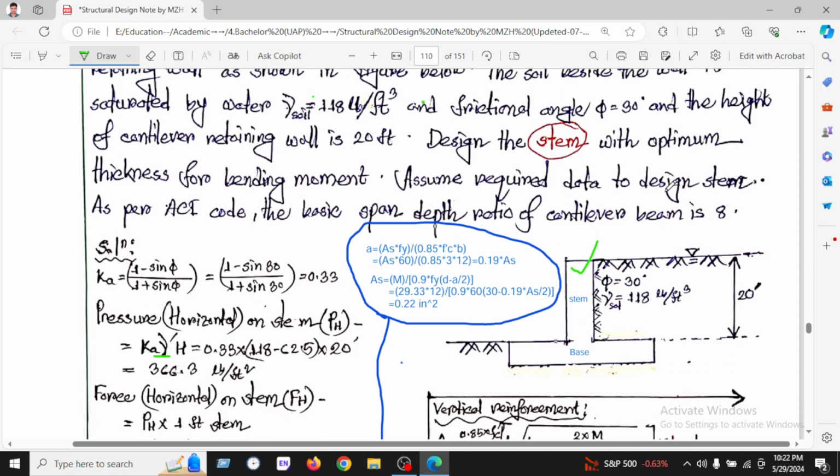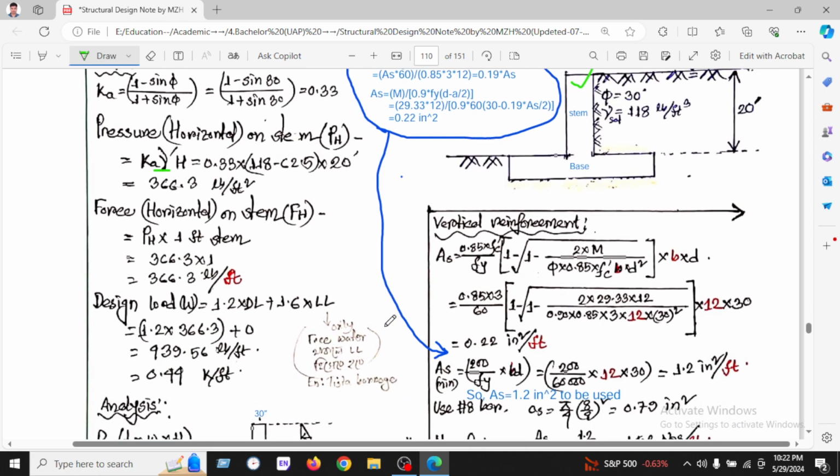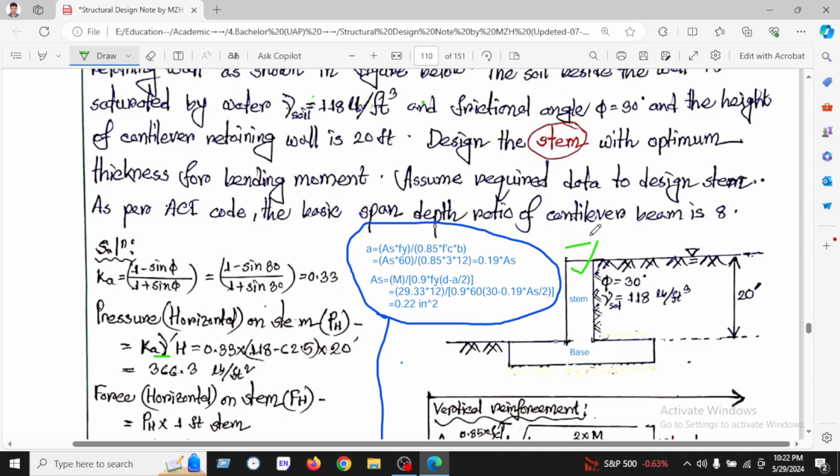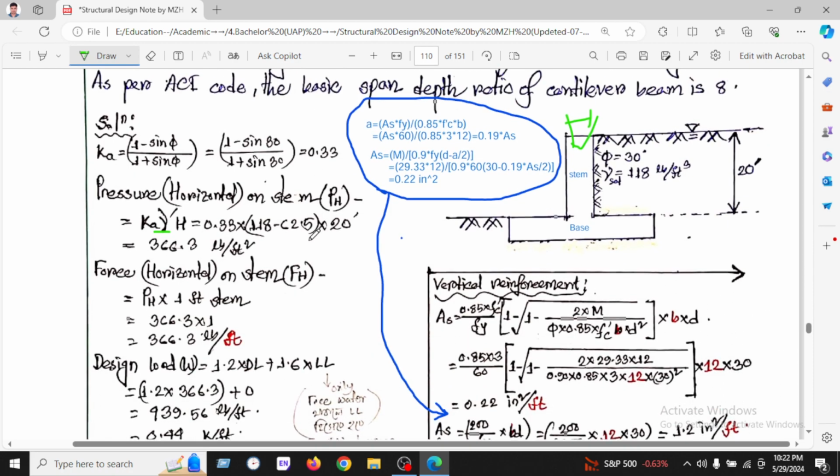Here is the stem, and for the optimum thickness for bending moment, we have to design the thickness of the stem. Here is the thickness. They assume the data is designed as per ACI code, and the basic span depth ratio of the cantilever is set. Okay, let's start.